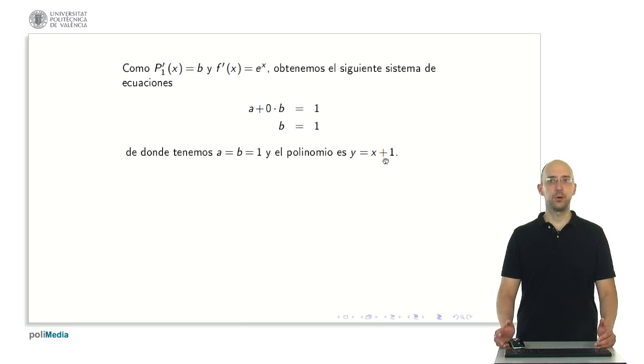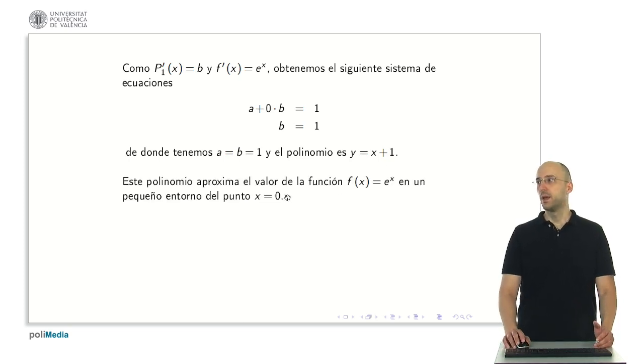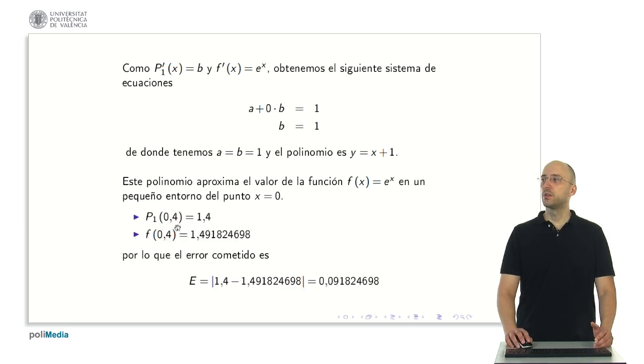Is this useful for approximating the value of the exponential function? The answer is yes. If we evaluate the polynomial at the point 0.4, it equals 1.4, which is straightforward. 0.4 plus 1 is 1.4. On the other hand, the actual value of the function at 0.4, calculated using a math program, is approximately 1.4918, etc. As you can see, the values of the polynomial and the function are quite close.